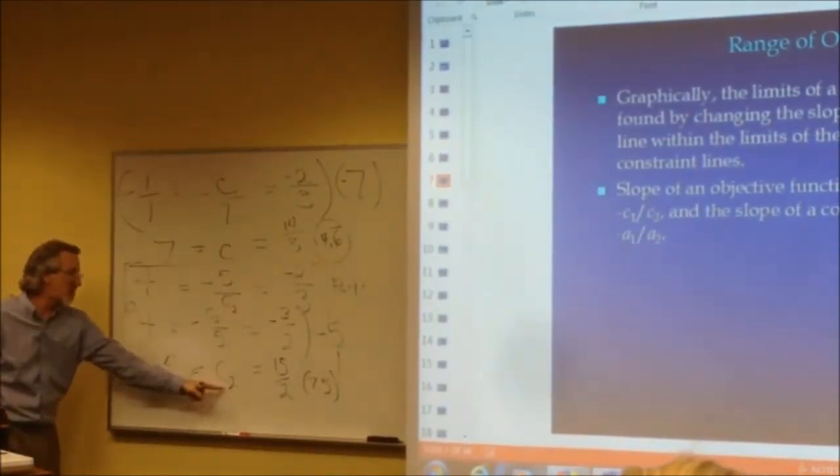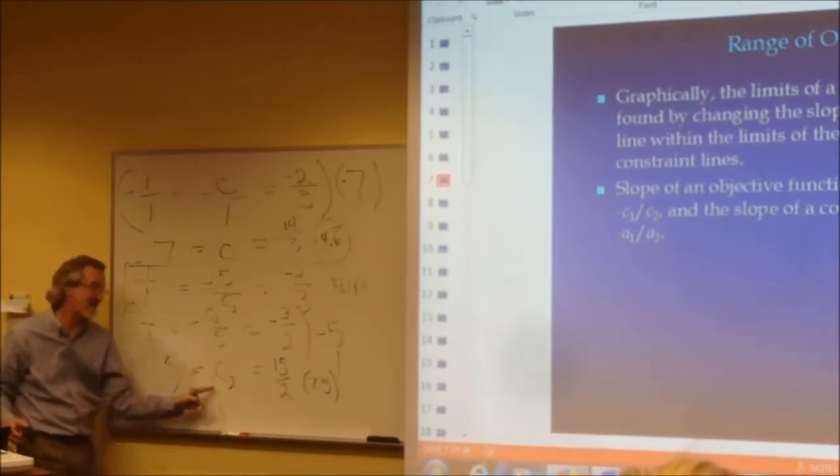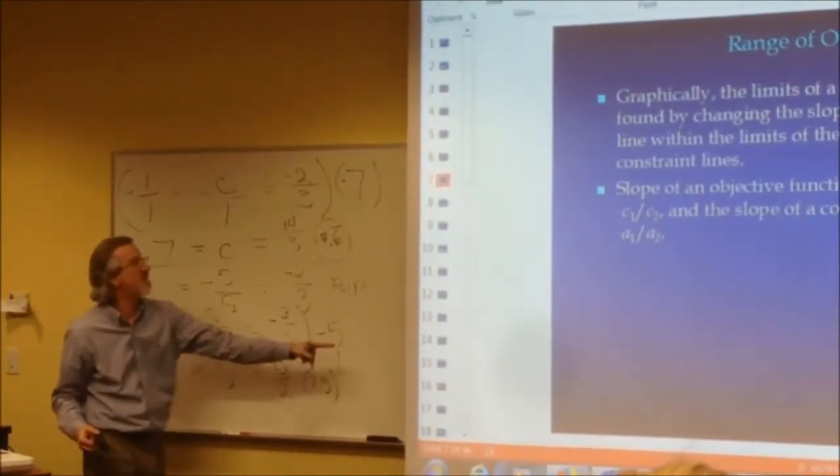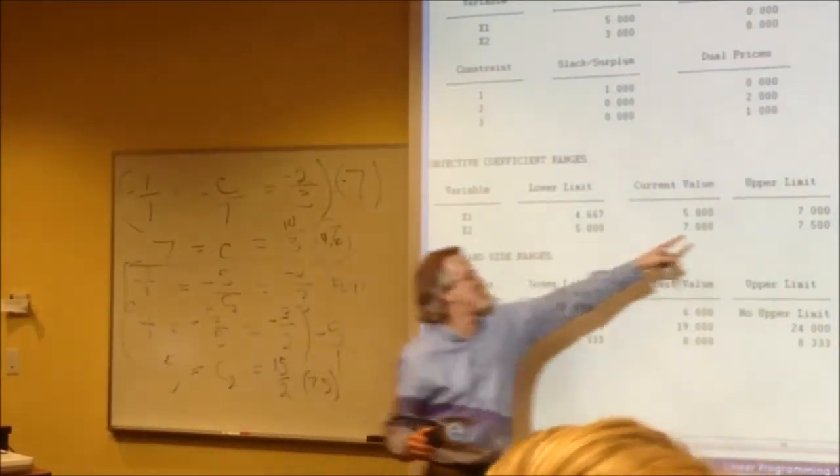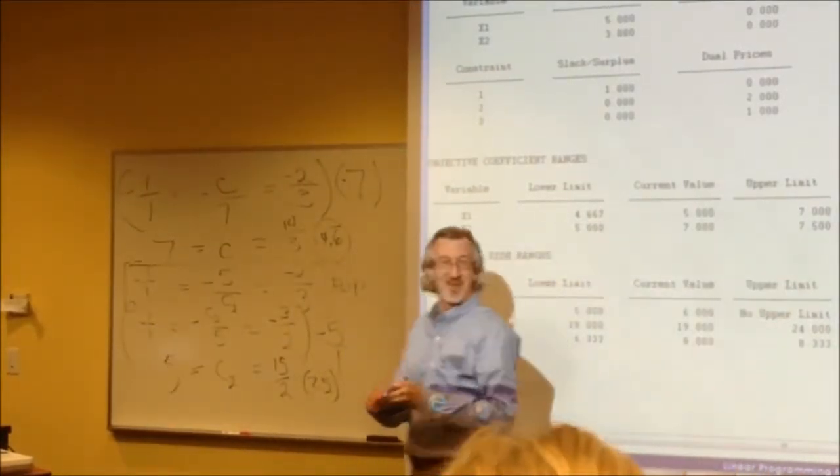The 7 could go as low as 5 and as high as 7.5. Let's see if that's true. As low as 5 and as high as 7.5. Does everybody see how that's calculated?